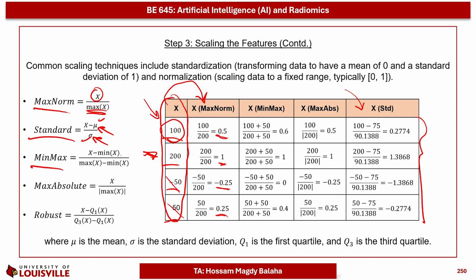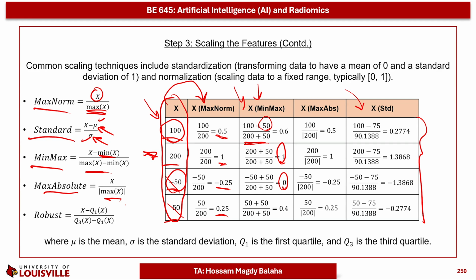Min max, we are subtracting the minimum and dividing by the difference between max and min. So simply, the minimum here is -50, the maximum is 200. So here in this vector, plus 50, because minus minus will be 50. 200 minus minus 50 will be 250. And this will be the corresponding vector for the min-max technique. As you see, the minimum value will be 0, the maximum will be 1, other values will be between 0 and 1.